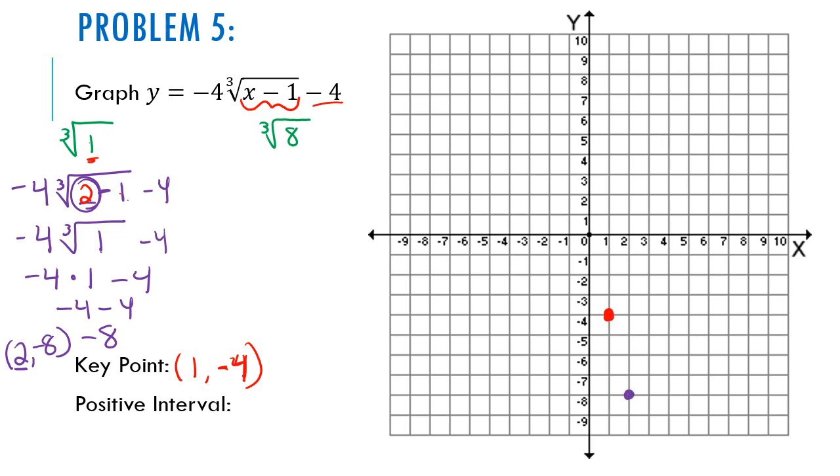Okay, and from there, we're going to go ahead and mirror that point. So from the red to the purple, that's down 1, 2, 3, 4, then over 1. So I'm going to go up 4, 1, 2, 3, 4, and then left 1.